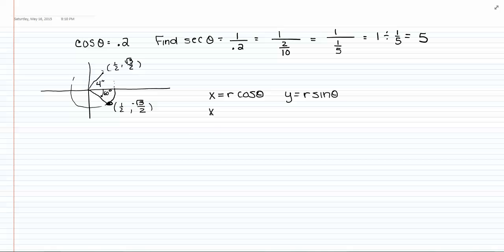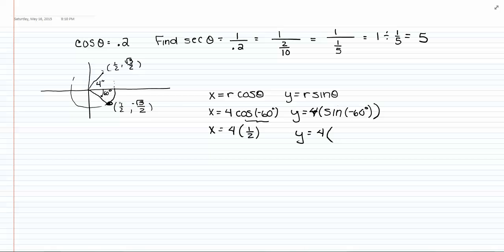Right, well, x equals the radius of this circle times the cosine of negative 60 degrees. And then do the same thing here, and this will generate the point that we're looking for on this circle of radius 4. And so I end up with x equals 4, and then cosine of negative 60 degrees we already said was 1/2, and for sine of negative 60 degrees, well, that was our negative radical 3 over 2.